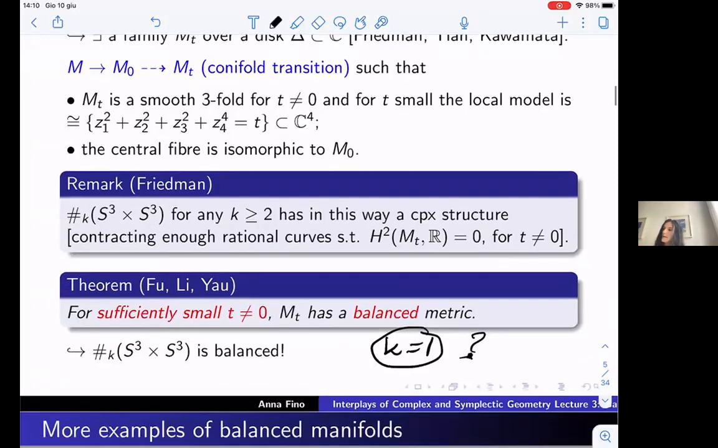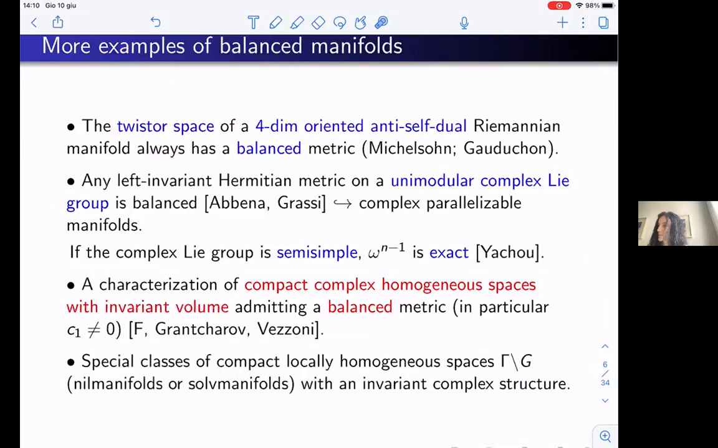So, more examples of balanced metrics. Some of them we already saw in the first lecture: the twistor space of a four-dimensional oriented anti-self-dual Riemannian manifold has a balanced metric. There are very simple examples, in fact. This is due to Abbena and Grassi. Just take a unimodular complex Lie group, and any left invariant Hermitian metric here is automatically balanced. Here, for complex Lie group, I mean, this is related to a question that I received in the first lecture, the complex structure J is bi-invariant. And then if you quotient your Lie group by a lattice, you get a complex parallelizable manifold. So these are always balanced.